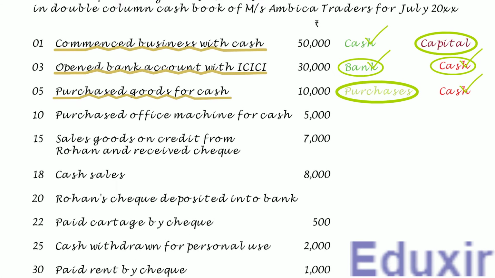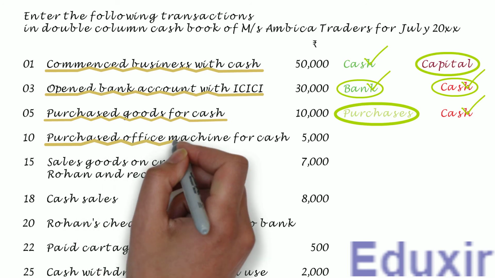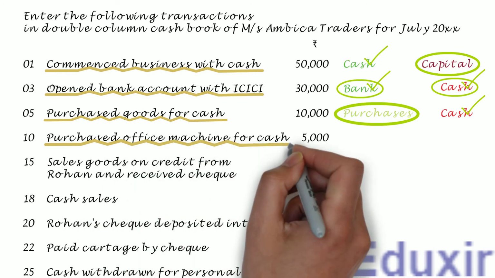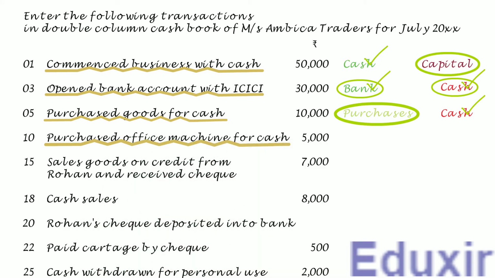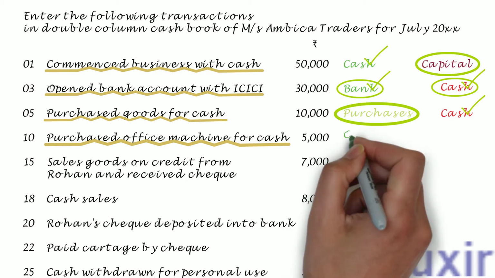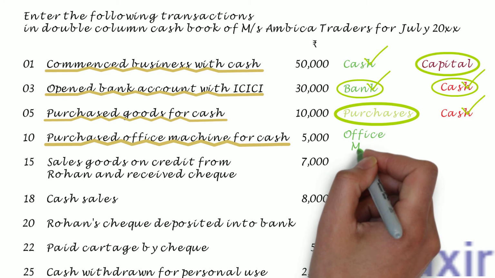In this transaction, the business has purchased office machinery worth 5,000 rupees for cash. Obviously, this is a straightforward cash-based transaction. Office machinery falls into the category of assets. When the business purchases office machinery, the assets of the business are increasing. The rule to record any increase in the assets is to debit the corresponding assets account. In this case, the office machinery account should be debited.